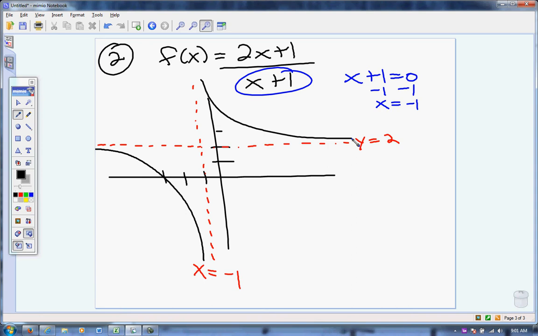Okay? And I also want you to notice something. Look at this function. Do you see that the power of x on the top and the bottom is the same? Right? And do you also see that this is 2 over, isn't this kind of like a 1 right here? It's not written, but there's a 1 there, right? Isn't 2 over 1 the same thing as 2? And there's your horizontal asymptote. Okay?